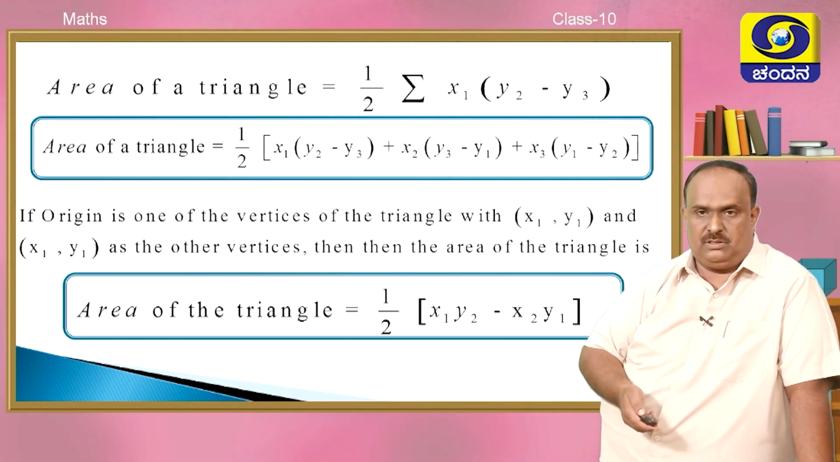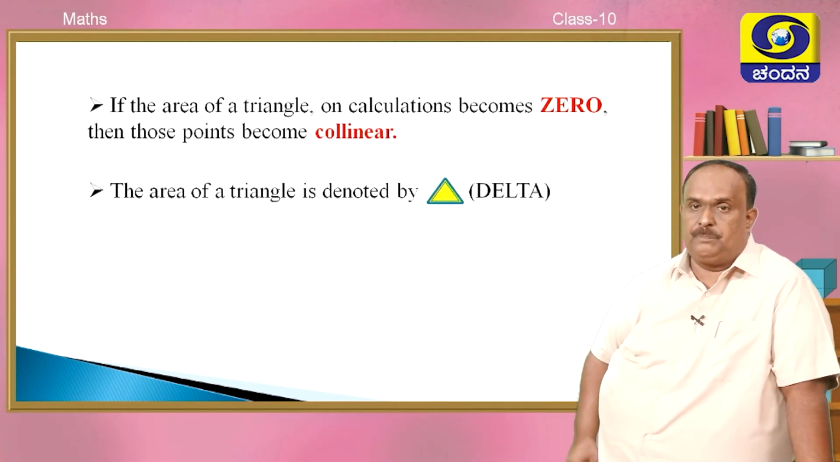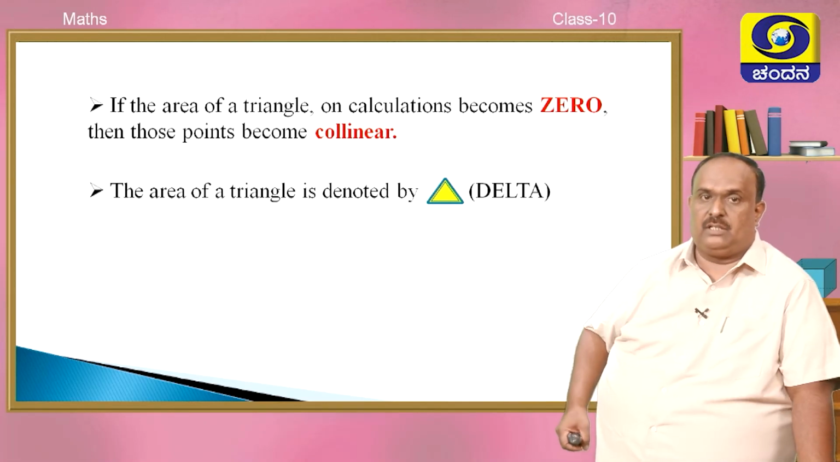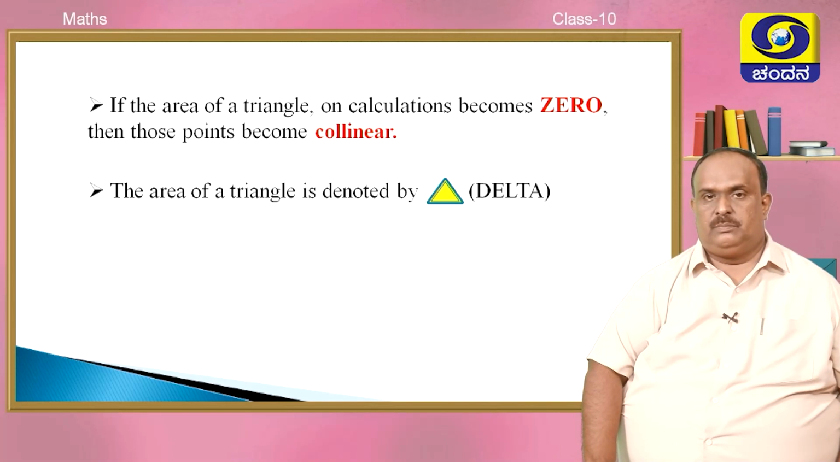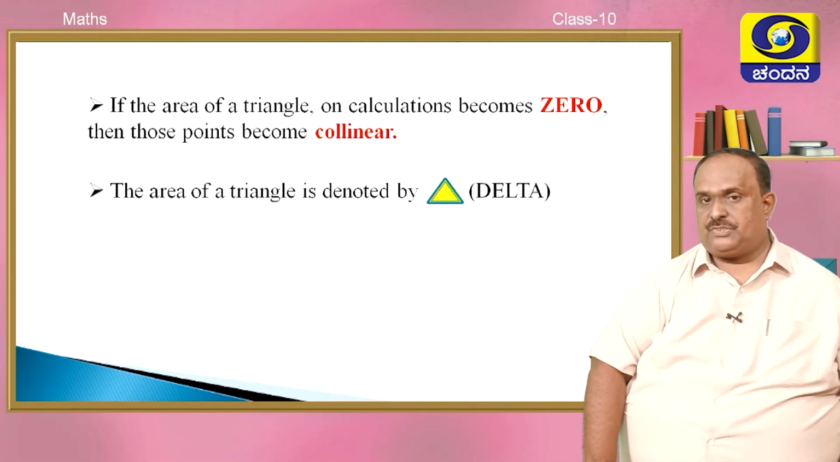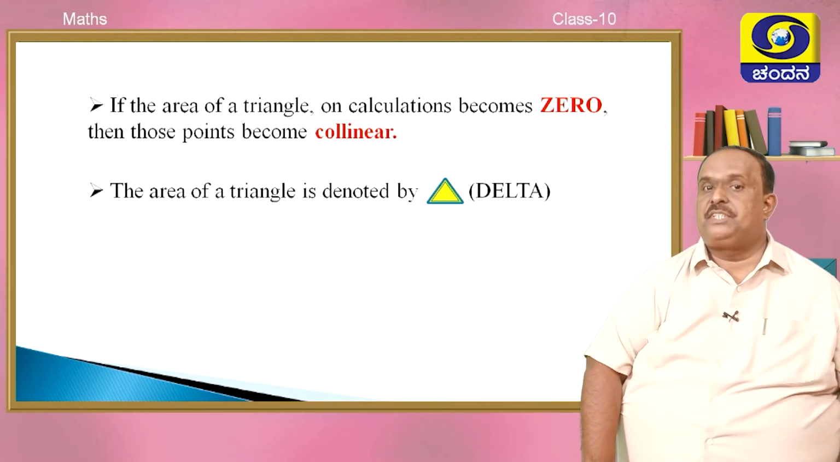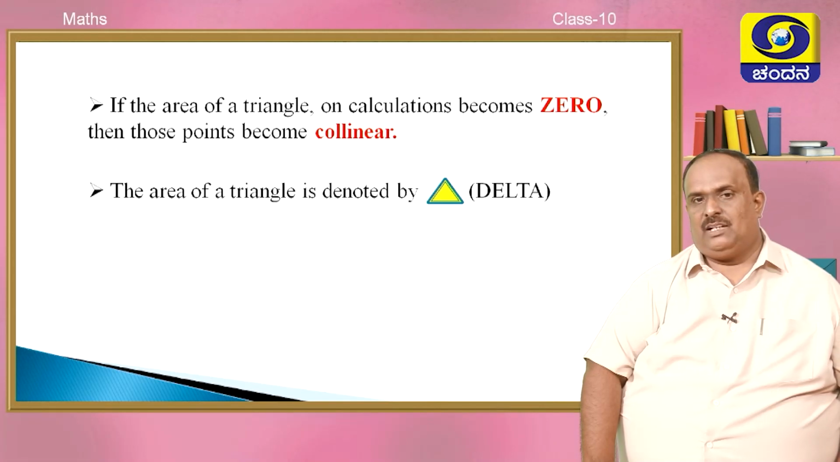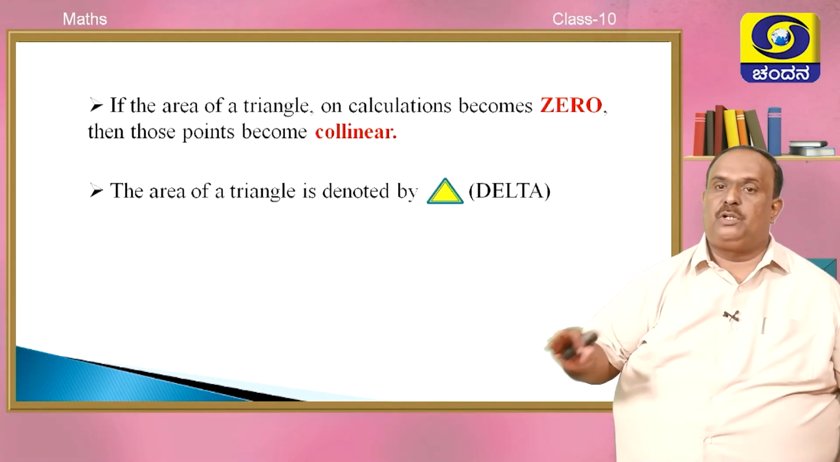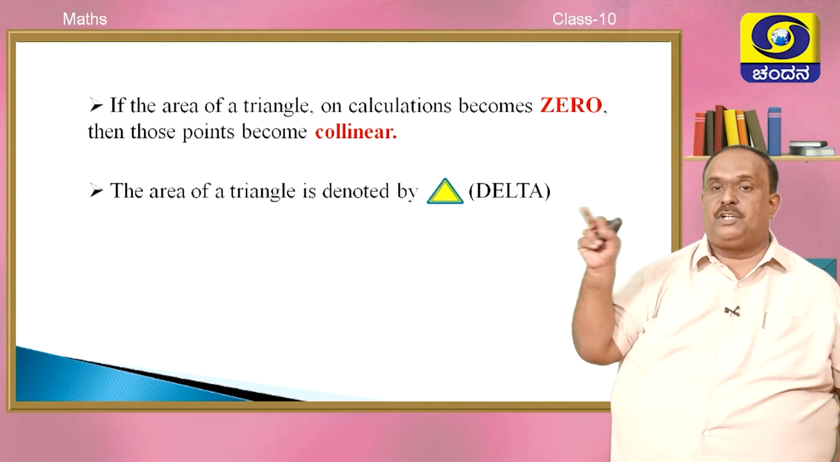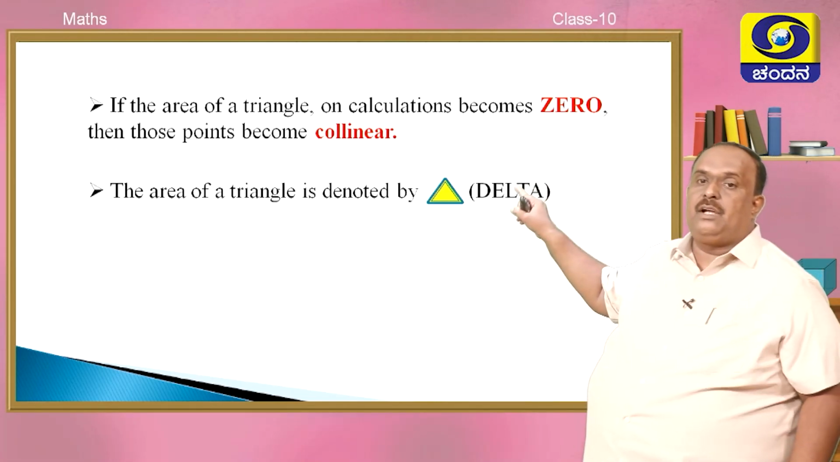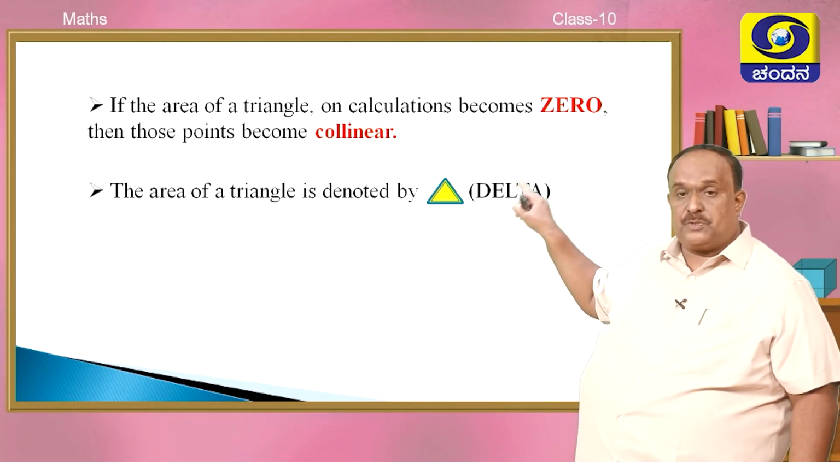Let us pass on. A few things about the area of a triangle. If the area of the triangle on calculation becomes 0, then those points will be collinear. This is the condition for any 3 points to be collinear: the area formed by those points shall be 0.